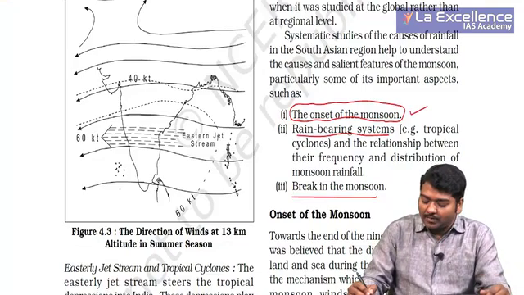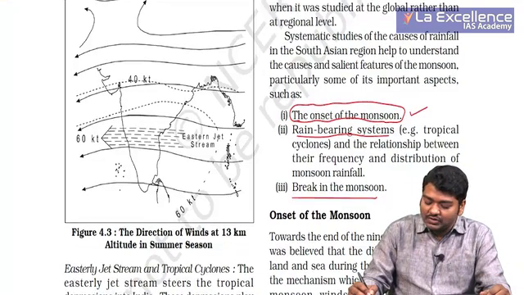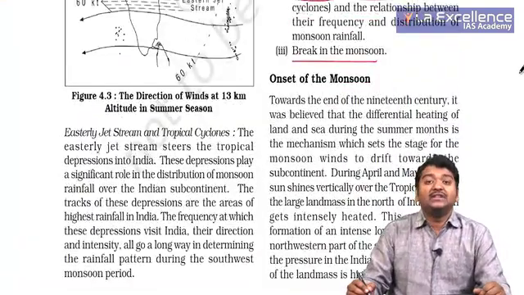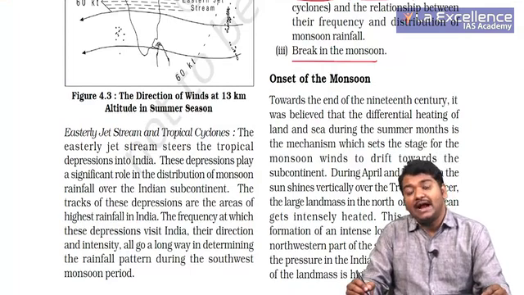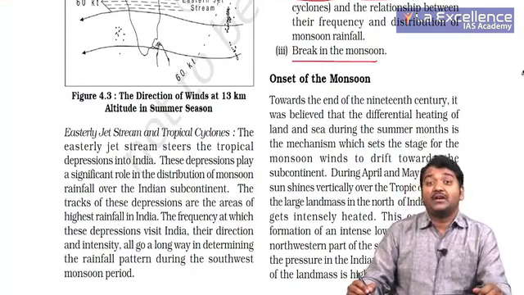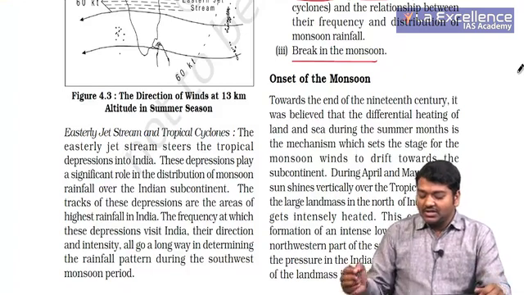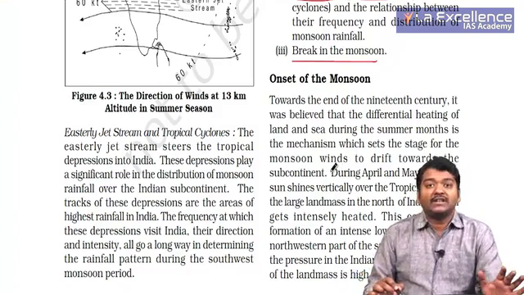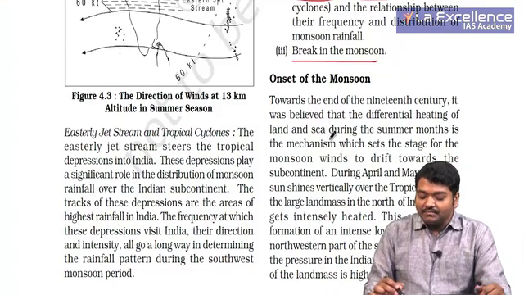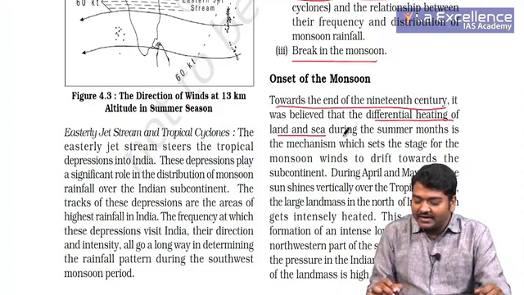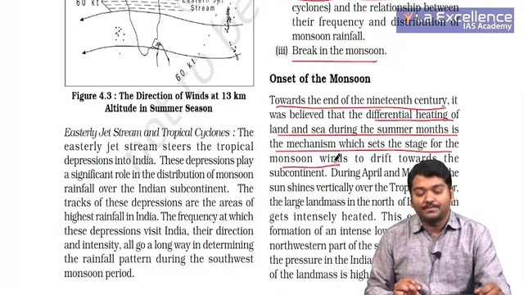Whenever we talk about the onset of the monsoon, they try to explain the differential heating that is usually observed in land and over sea with respect to the movement of the sun. So initially, the most important aspect that you will observe is that towards the end of the 19th century, differential heating of land and sea during summer months is the mechanism for monsoons.